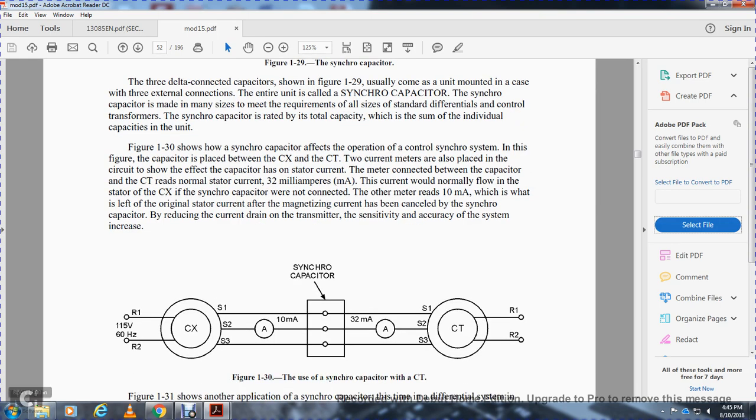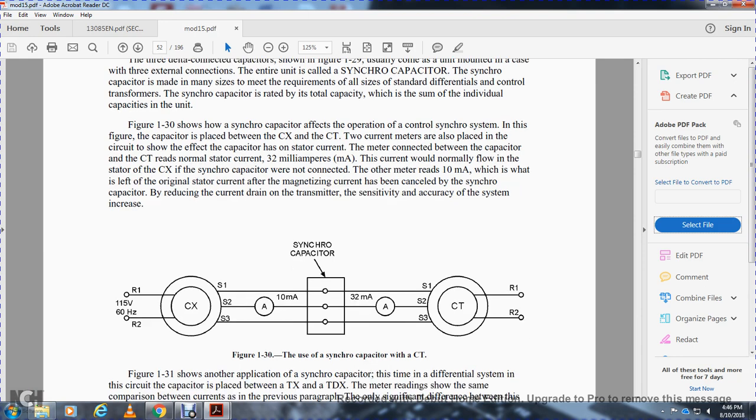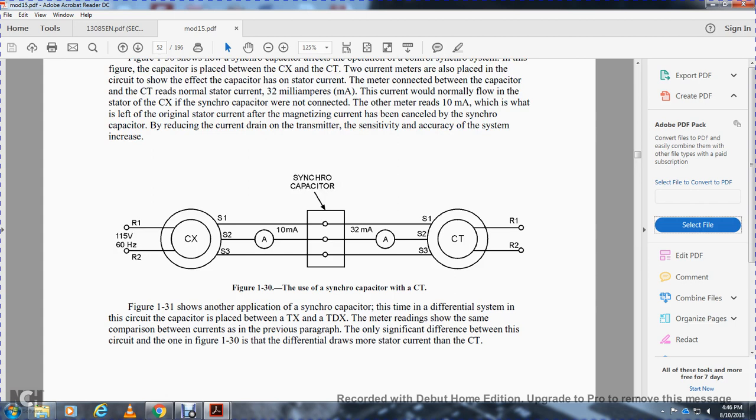The figure shows rotor 1 and rotor 2 on the inside coil of the control transmitter, and stator 1 and stator 2, with 10 milliamperes and 30 between the synchro capacitors and 32 milliamperes for the stator 1, stator 2 and stator 3 of the control transformer, with rotor 1 and rotor 2.